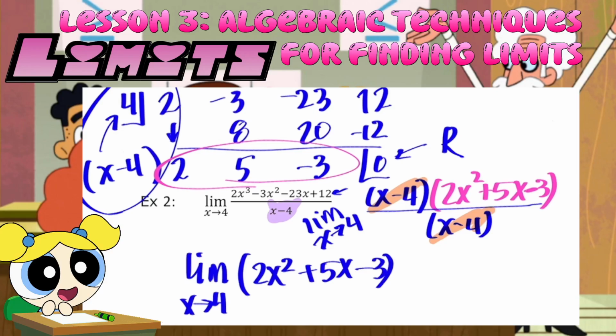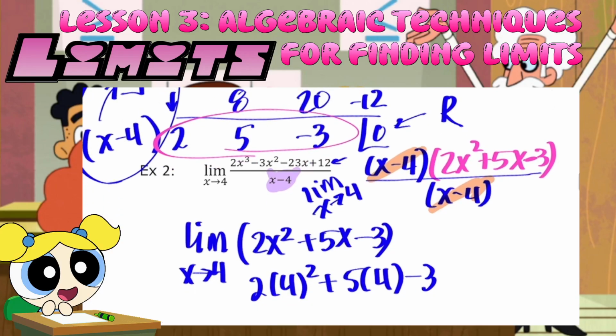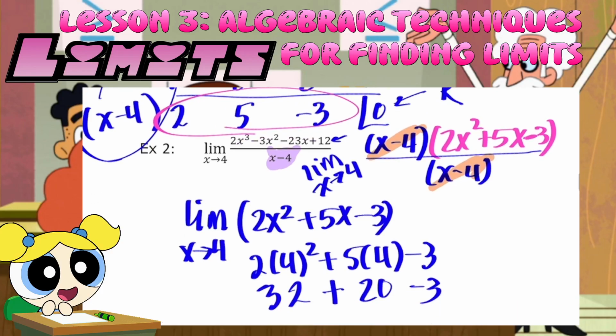Now, again, we have two options. What are my two options, you may ask? Option 1 is direct substitution: 2 times 4 squared plus 5 times 4 minus 3. 4 squared is 16 times 2 is 32 plus 5 times 4, 20, minus 3. 32 plus 20 is 52 minus 3. Final answer, 49. Winner, winner, chicken dinner.